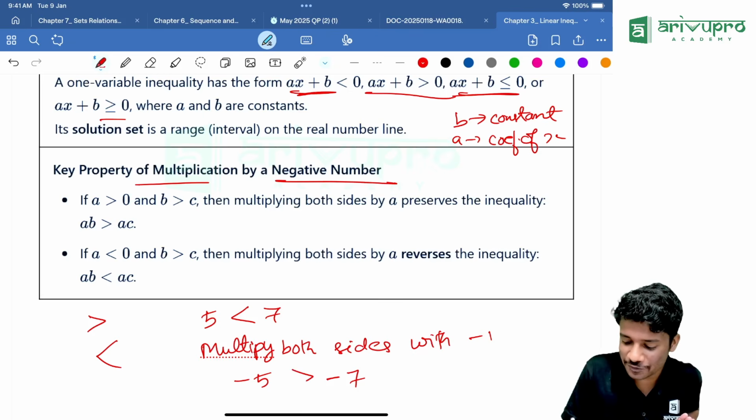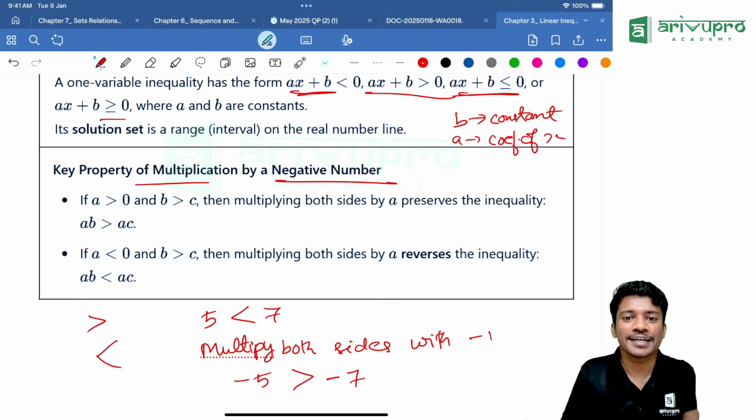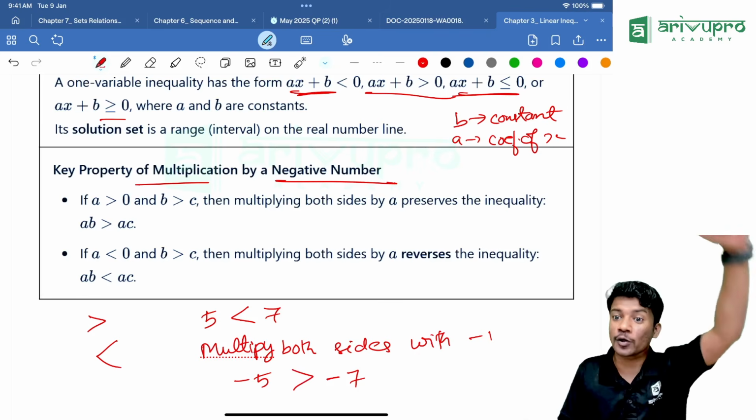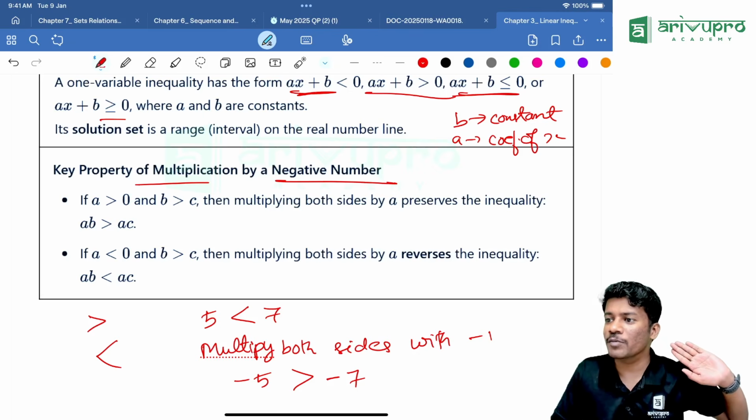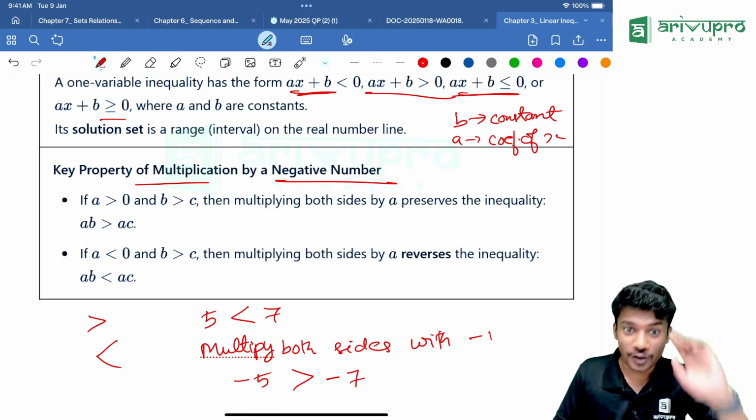That means the sign should reverse automatically, right? Yes, that's what is happening. That's what I told yesterday. Do you remember, Tanishka, are you there in the meeting? Yes, when modulus was taken, we were talking about that.